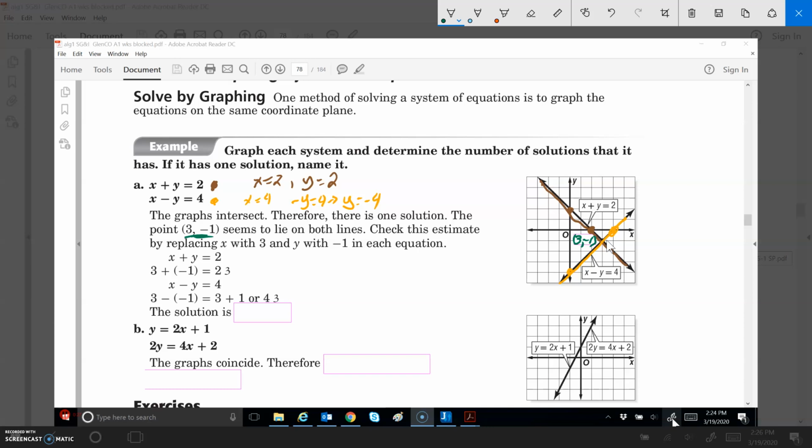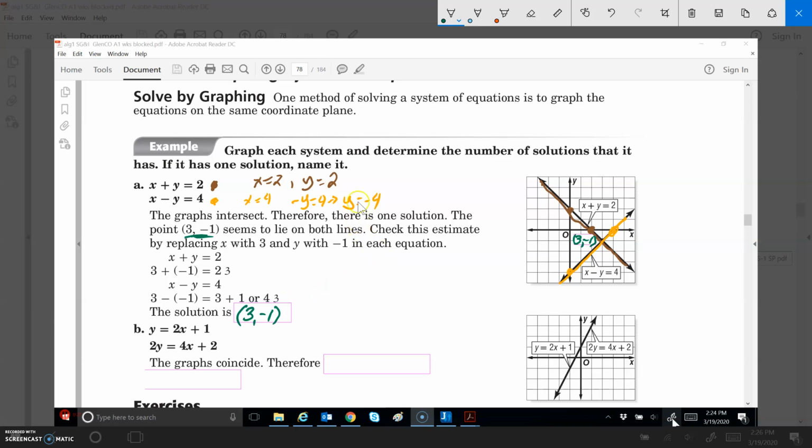Now they double checked, so they plugged these in each time. So 3 for x, negative 1 for y, so 3 plus negative 1 is 2. Not sure what this 3 is, ignore it, I guess. x minus y, so x was 3, y was negative 1. What the heck is that 3 doing? I don't know. Typo. So 3 plus 1 is 4, right? So the solution is 3, negative 1. You double checked. You don't have to do it every time, as long as it makes sense.